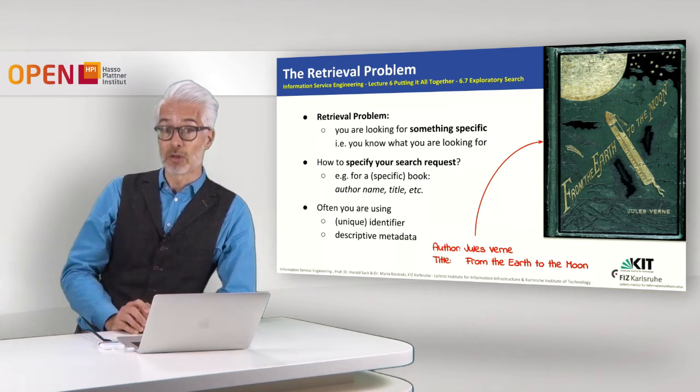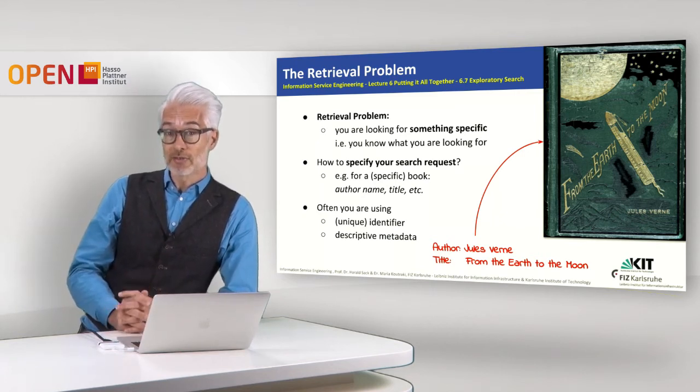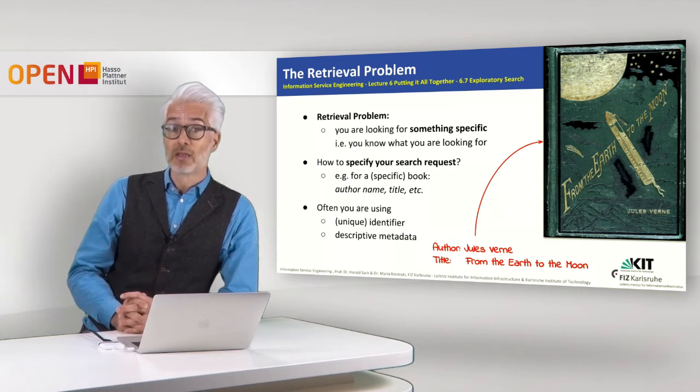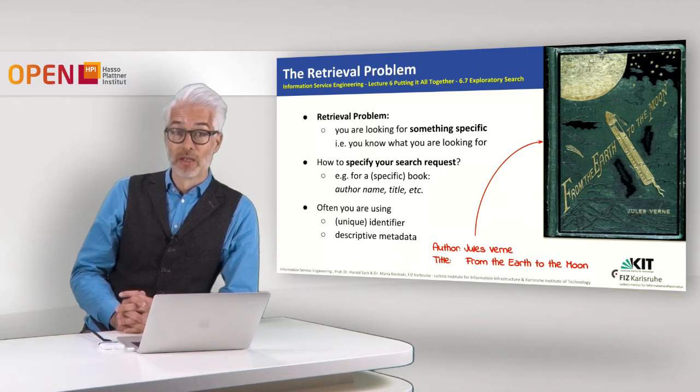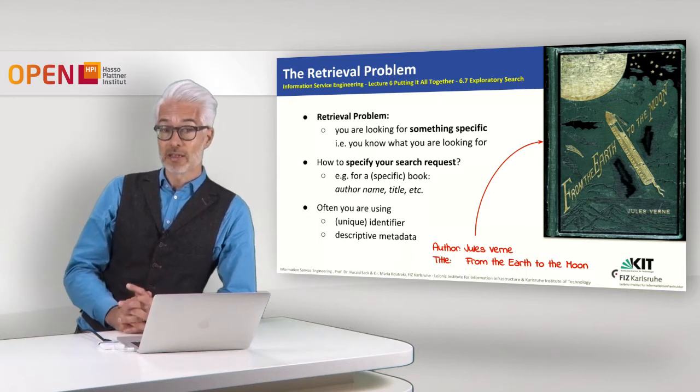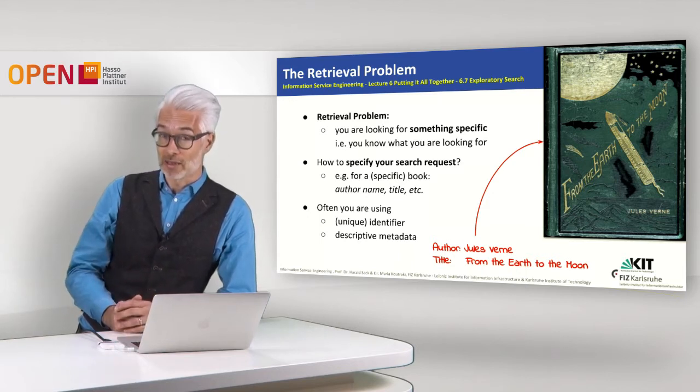like for example this book. To identify that book in a library, you would need the author name and the title. So here it would be Jules Verne and From the Earth to the Moon. Usually for that kind of search you use unique identifiers or some kind of descriptive metadata.